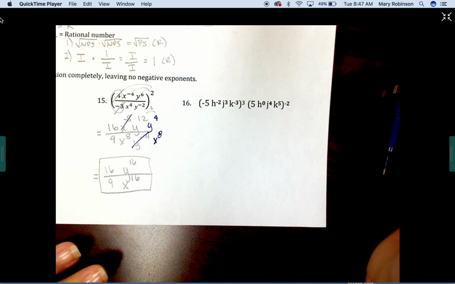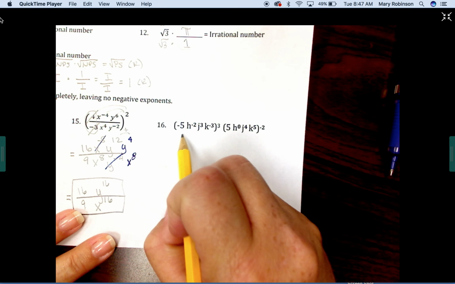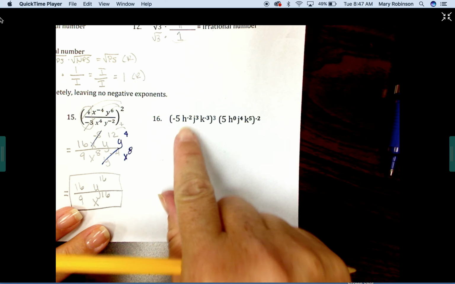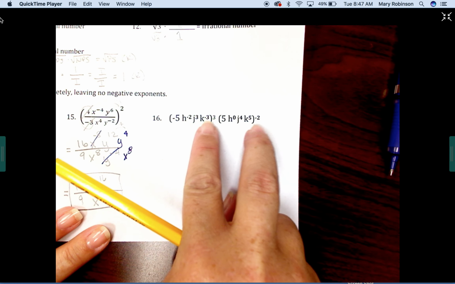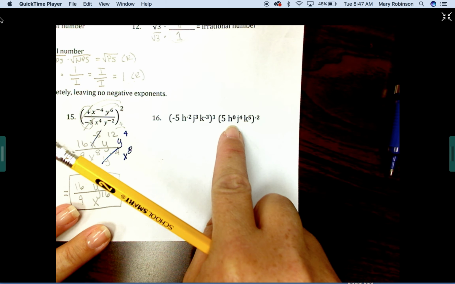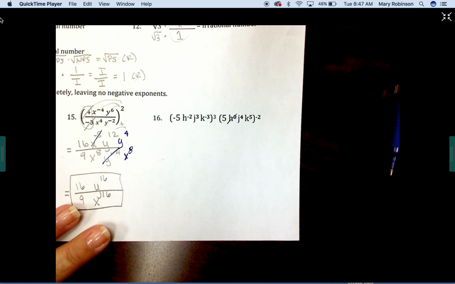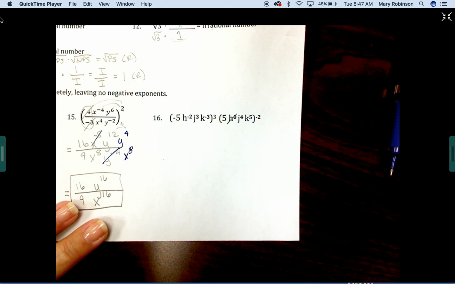For number 16, it might look complicated, but it's really not bad. So the first thing I would do is take a look and notice that I have a product, but that each product is being raised to a power. I also notice that over here on the right, h to the 0 exists, so I'm just going to cross that out because its value is 1, and multiplying by 1 will not change the value of the answer.